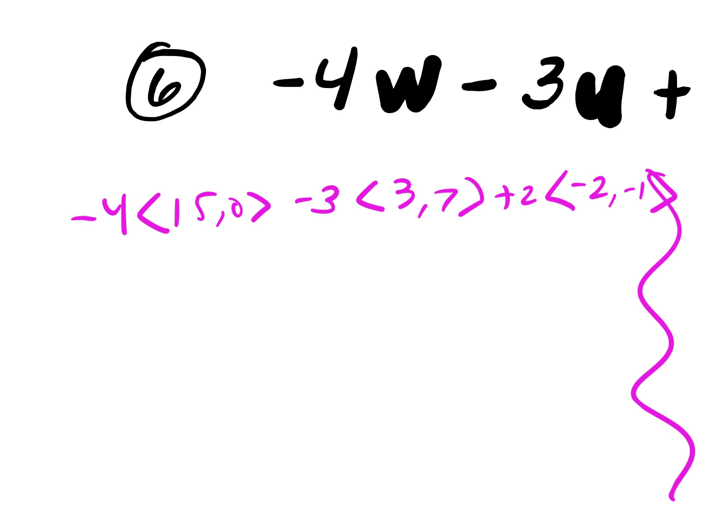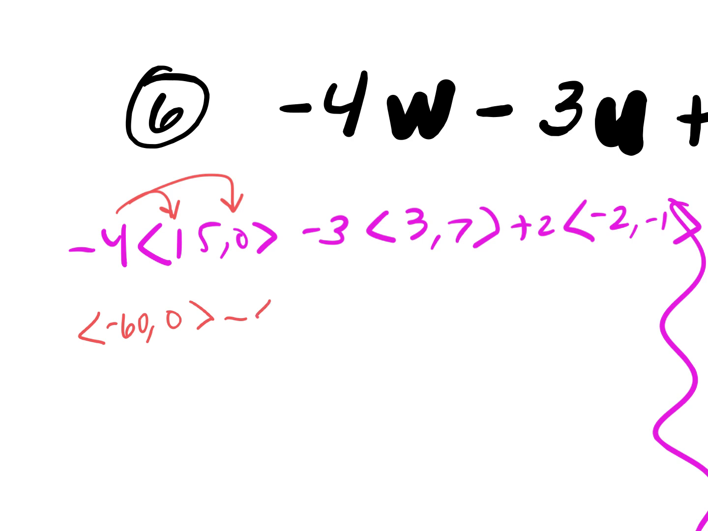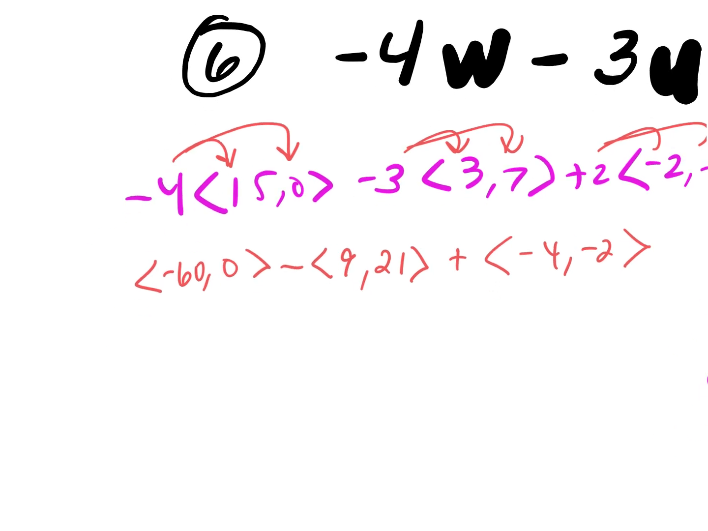The first thing I'm going to do here is I'm going to distribute my -4, correct? So I have -4 times 15 is -60. -4 times 0 is 0. Now, you can look at this next situation two ways. I'm going to do it two ways. I'm going to say that, and I have a minus, and I'm going to distribute 3. So 3 times 3 is 9, and 3 times 7 is 21. This is not the way I would do it, but I'm just going to show you how some people see it. Then the next thing I'm going to do is say, okay, distribute here, and I get -4, comma, -2. Everybody with me?